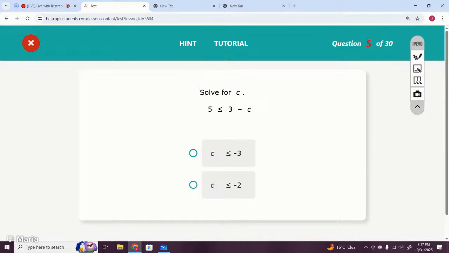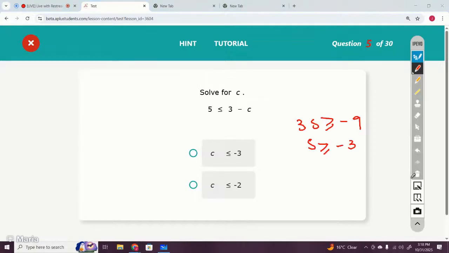Five is less than or equal to 3 minus c. So 5 minus 3 is less than or equal to negative c. So c is less than or equal to negative 2. Option number 2 is the correct option.